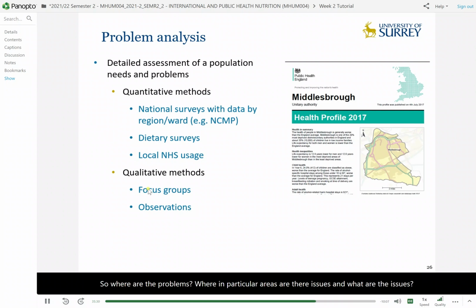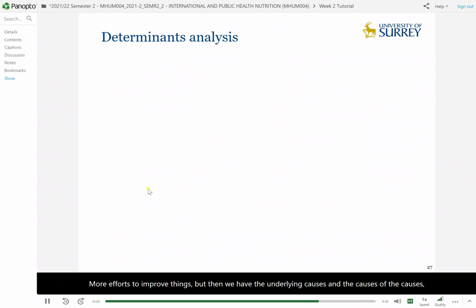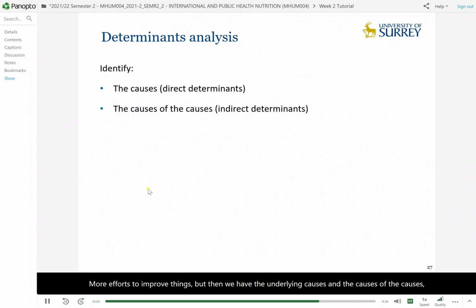So where are the problems, where in particular areas are there issues, and what are the issues? So we need to understand the population in which we're operating and where the intervention might need to run. And we went through in the tutorial looking within a local area, so not just the headline figure from Surrey or from Bristol or from wherever, but looking to see within that particular city where are there pockets where there needs to be more effort to improve things.